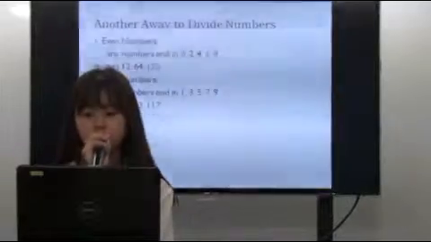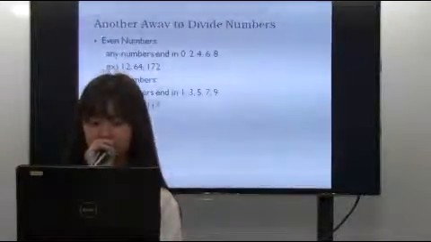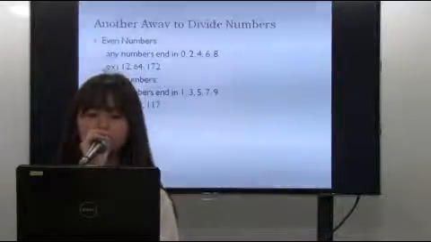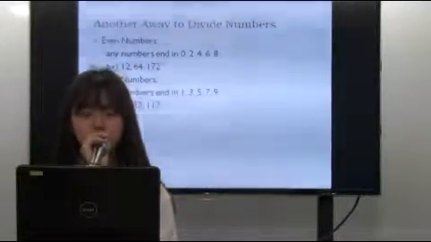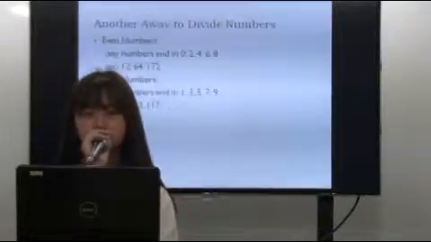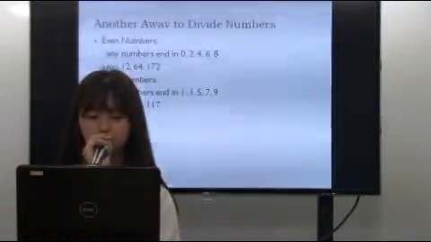Another way to divide numbers is to categorize them as even and odd numbers. Even numbers are any numbers ending in 0, 2, 4, 6, 8, and odd numbers are any numbers ending in 1, 3, 5, 7, 9.